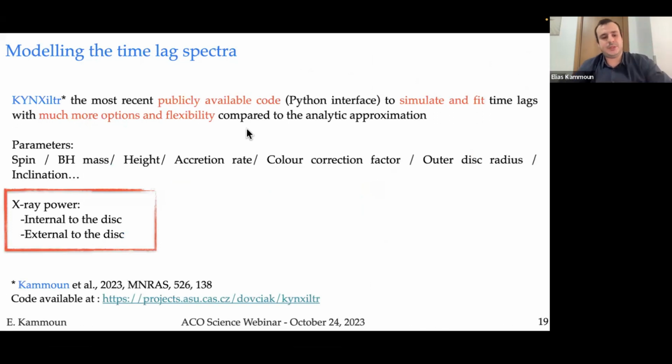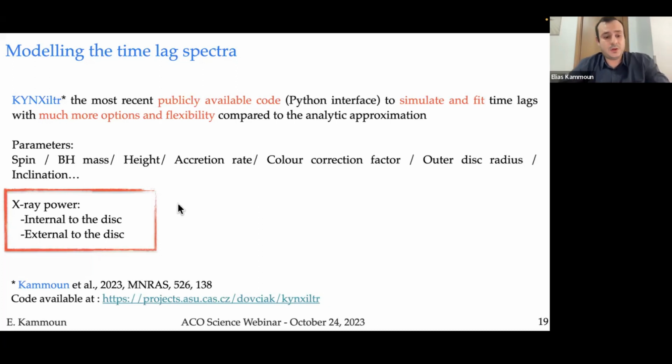But more recently, in a paper in 2023, that was published a month or so ago, we've explored that in more detail. And we now have a more recent model that's publicly available that allows us to simulate and fit the time lags in a much more flexible way, with more options with respect to the analytic approximations. So here you can run the code and get the responses for different heights, masses, and accretion rates without going through the simple analytic expression that we have.